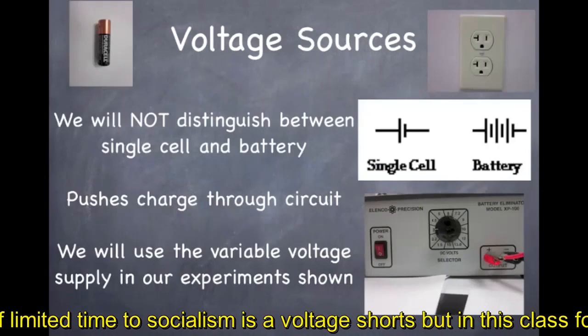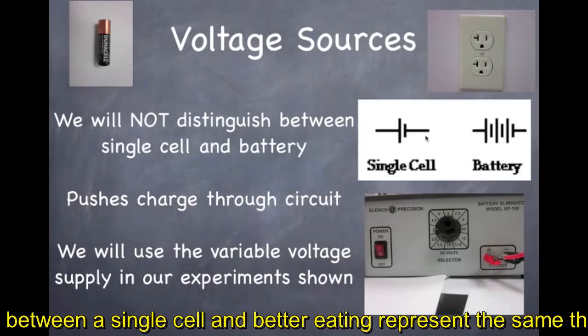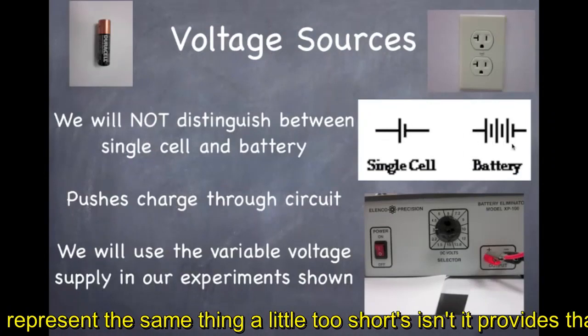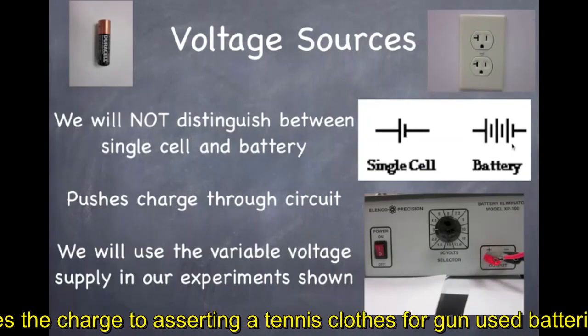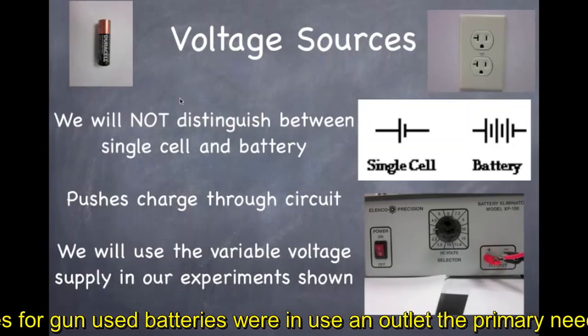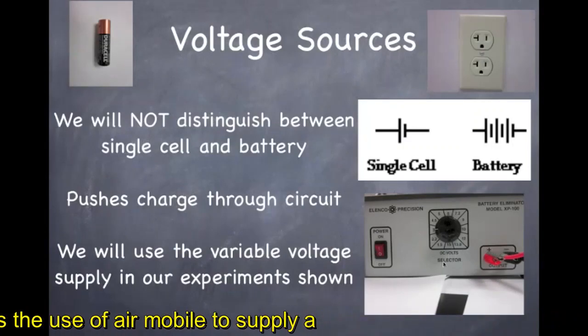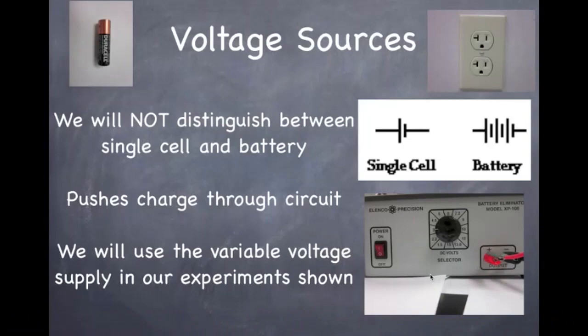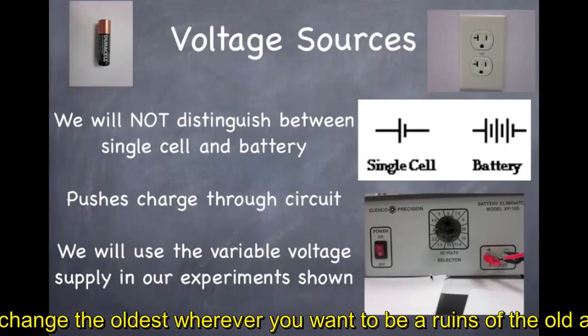So the first one is a voltage source. In this class, we're not going to distinguish between a single cell and a battery. They're going to represent the same thing. A voltage source provides the push that pushes the charge through the circuit. In this class, we're going to use batteries, we're going to use an outlet, but primarily we're going to use this right here. This is a variable voltage supply, and it allows you to change the voltage to whatever you want it to be.